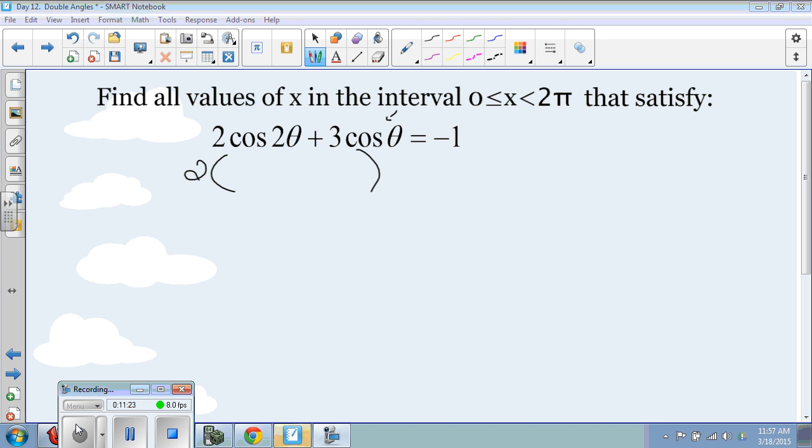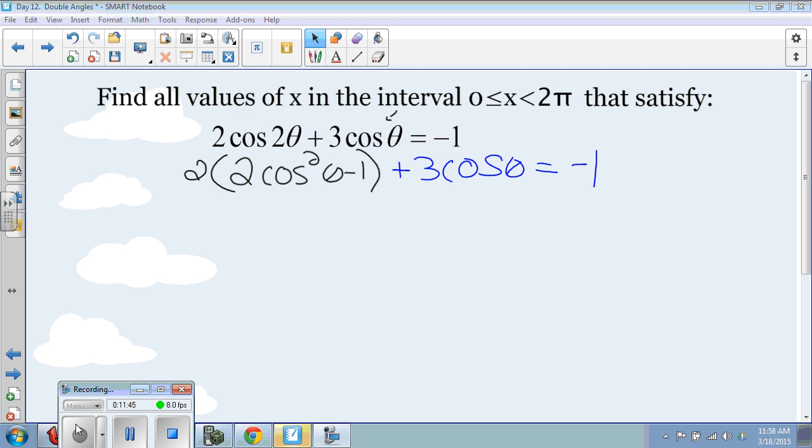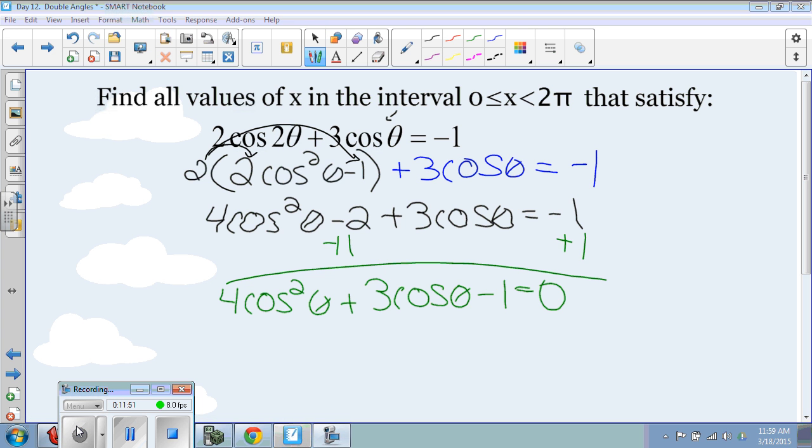So instead of cosine 2A, I'm going to plug in 2 cosine squared theta minus 1. That's the second one, only cosine there. And all I do is sub for the double angle. Now I'm going to rewrite the whole rest of my equation. Once I sub in, now I can start working like we've always worked.